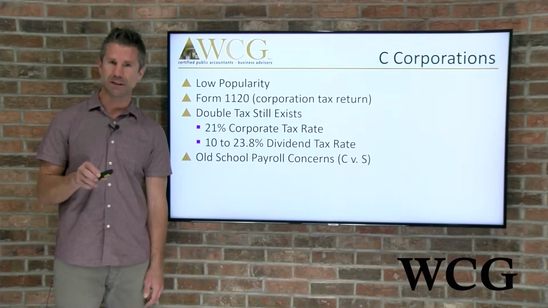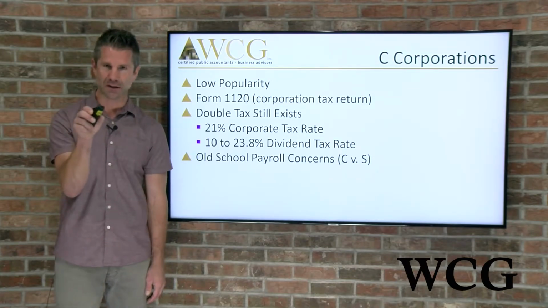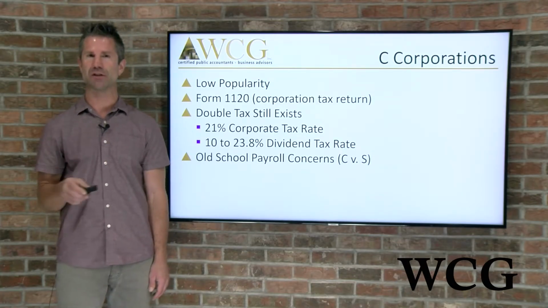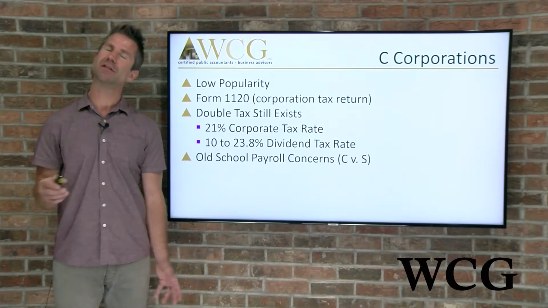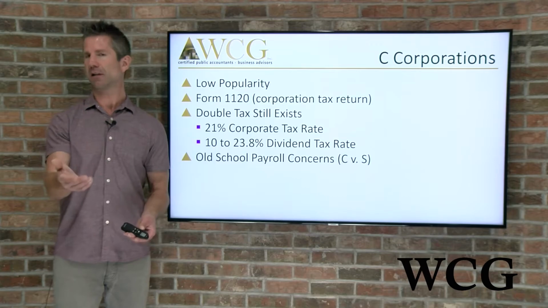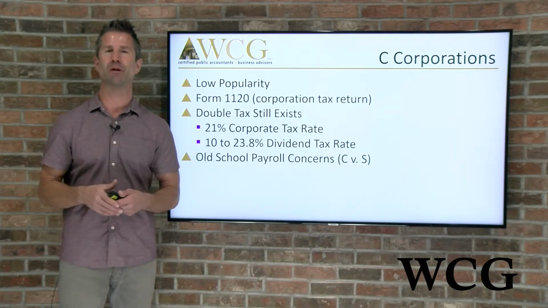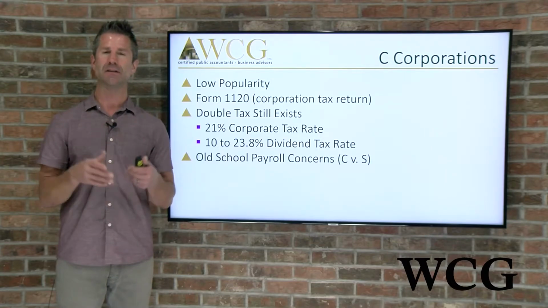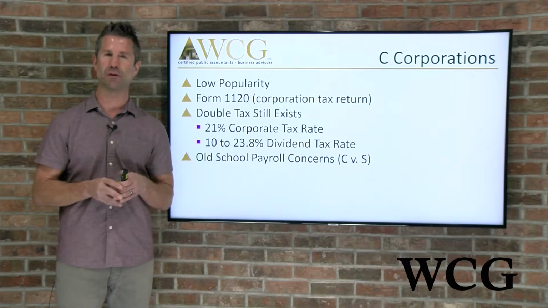Form 1120 is the corporation tax return. If you put an S on the end of that, that's the S Corporation version of the Form 1120. Double taxation still exists. So with the Tax Cuts and Jobs Act of 2017, that was awesome. Huge tax reform for business owners. It was amazing. It reduced the corporate tax rate dramatically down to 21%.